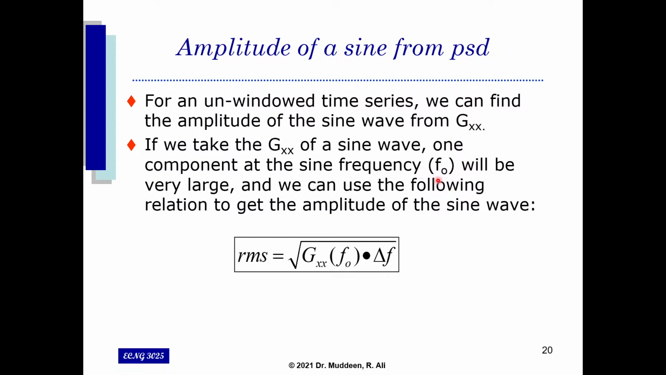And for any unwindowed time series, if we're trying to find RMS power instead of the average power in general, we need to take Gxx of f naught multiplied by the bin spacing delta f, and we need to find the square root of that in particular to get the RMS power.